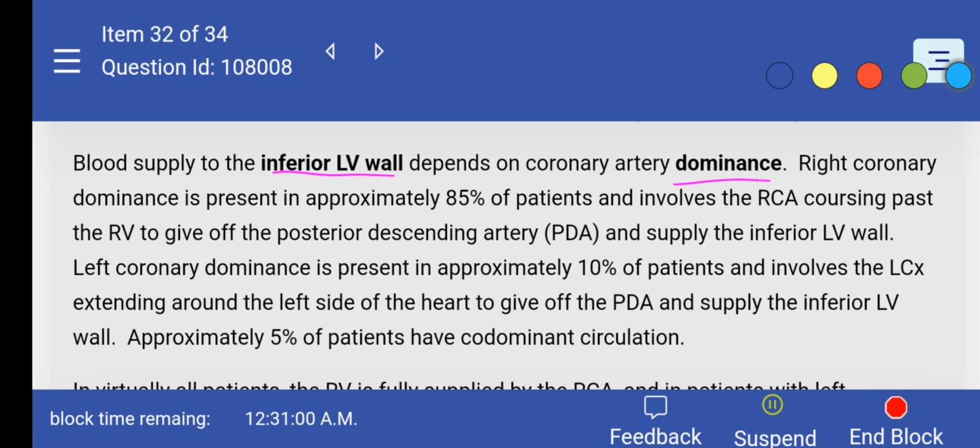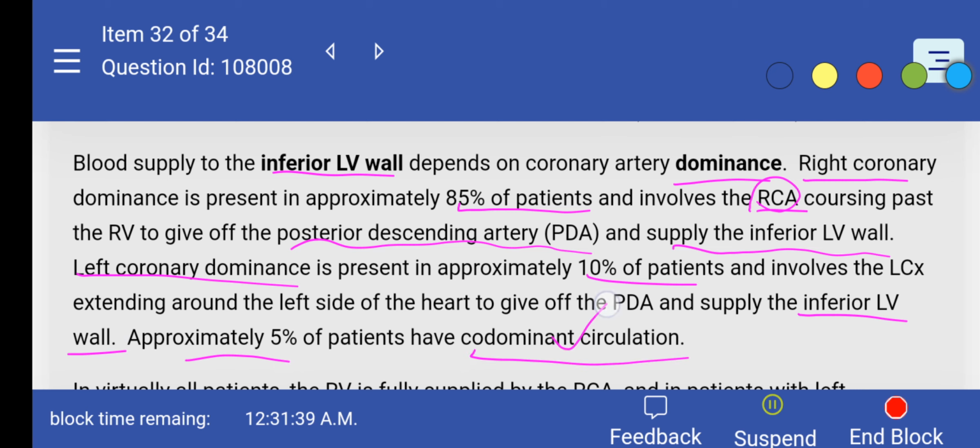Right coronary dominance is present in approximately 85% of patients, and involves the RCA coursing past the right ventricle to give off the PDA, the posterior descending artery. So the RCA would give a branch to the PDA and supply the inferior left ventricular wall. Left coronary dominance is present in approximately 10% of patients and involves the left circumflex extending around the left side of the heart to give off the PDA and supply the inferior left ventricular wall. Approximately 5% of patients have codominant circulation.